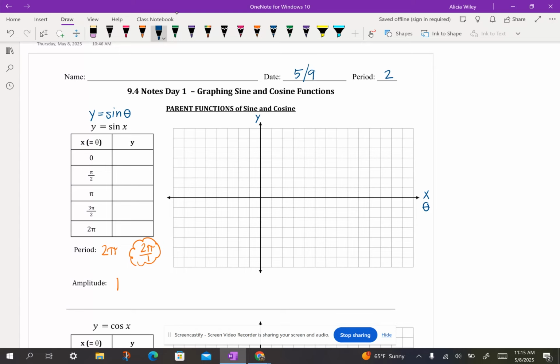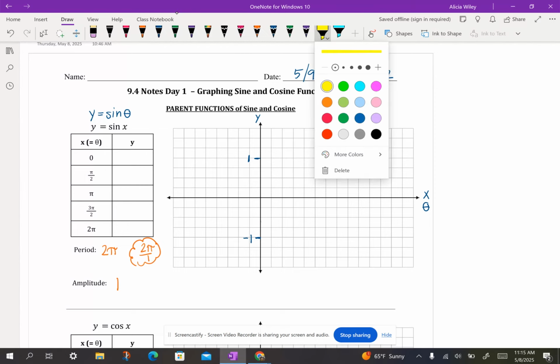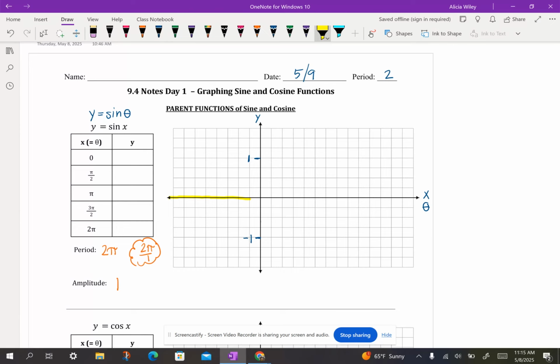So I'm going to do, let's see, 1, 2, 3. I'll do 4, and then that's going to be my 1. 1, 2, 3, 4. Make that equal, which means it's going to go down to negative 1. Your amplitude tells you how far above the midline and below the midline you're going to go. Remember, our midline is our x-axis.